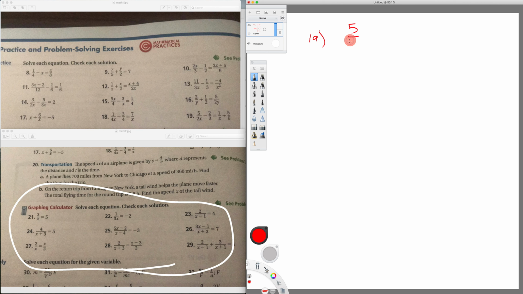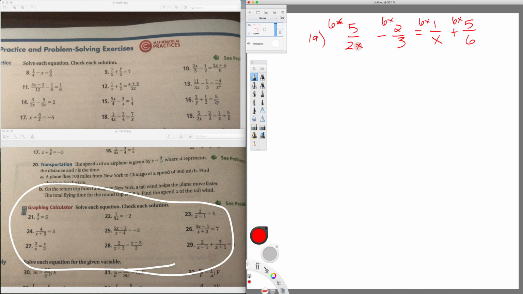we have 5 over 2x minus 2 over 3 is equal to 1 over x plus 5 sixths. My least common denominator has to have an x in it, and then it has to have a 2 and a 3, but that'll be a 6. So I'm going to multiply everything by a 6 and an x. So 6x, 6x, 6x, 6x. Every piece gets multiplied by that least common denominator. So the x's will cancel.